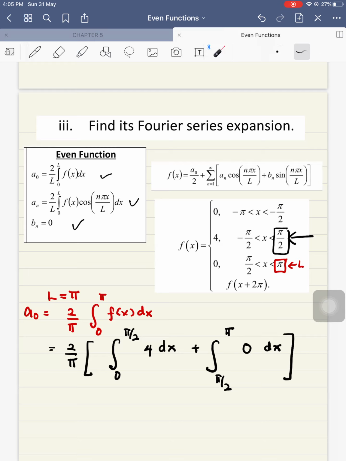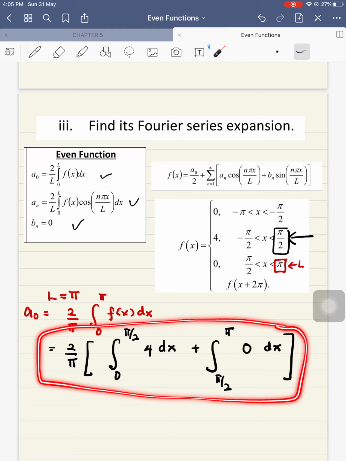Okay, so be careful, check first. You need to integrate from 0 until pi. So this is your lower limit and this is your upper limit. And I already told you before, you need to make sure this one is equal to this one. So in this case, this is correct. Okay, then only you proceed.